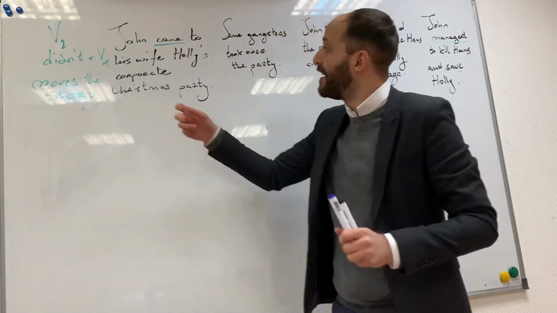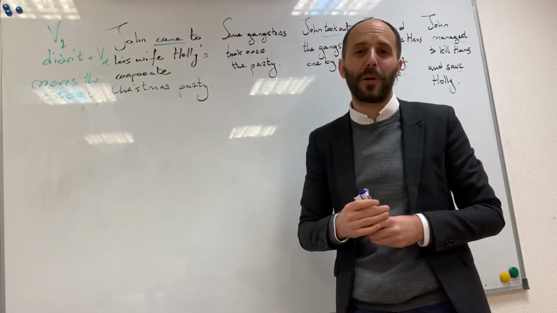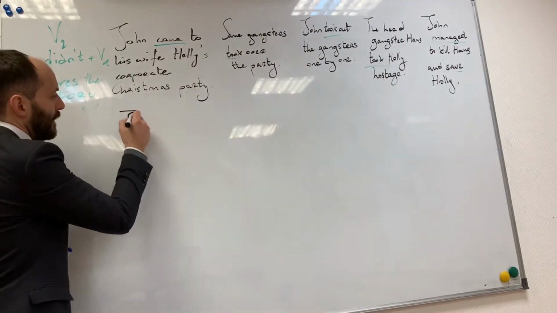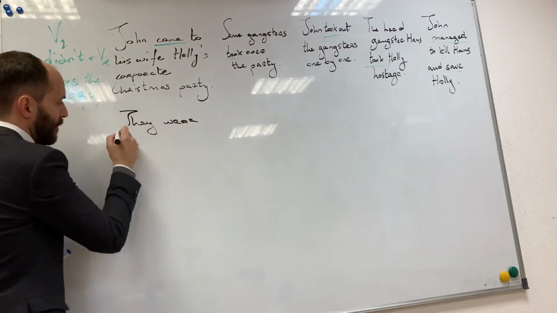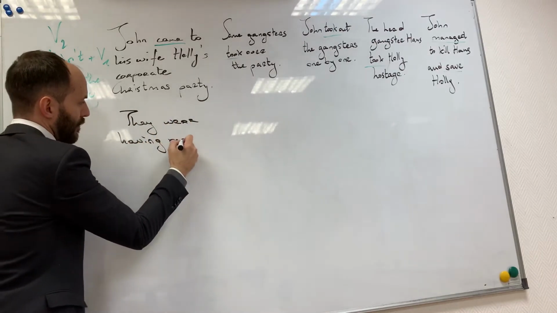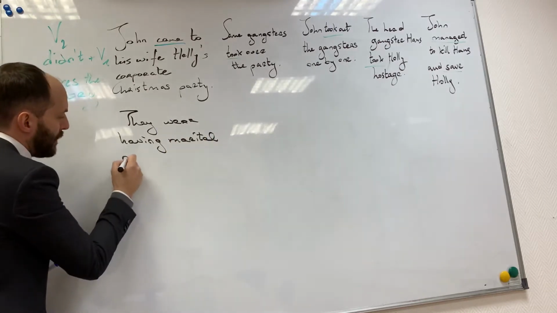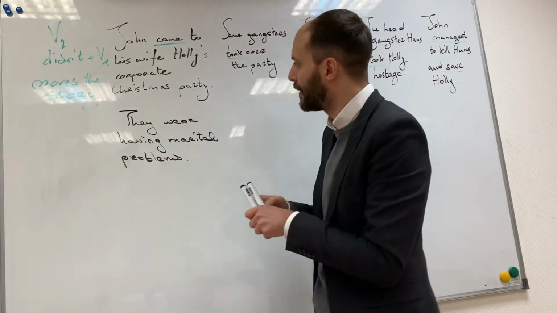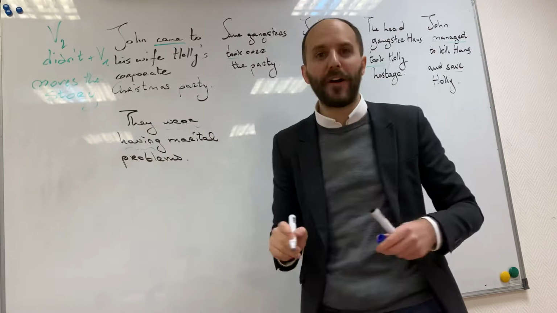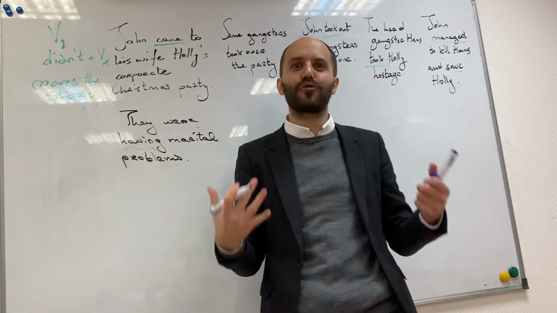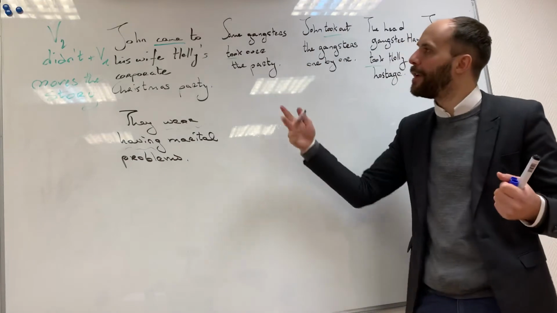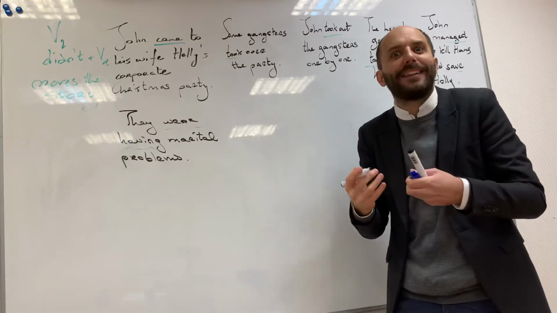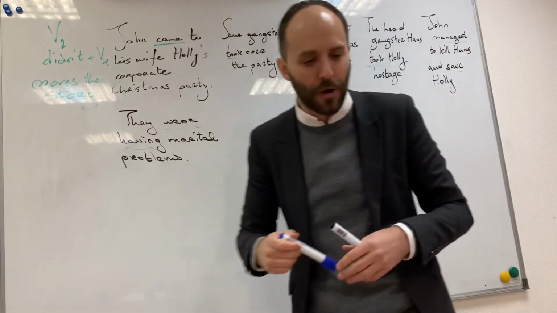Actually, it's worth noting, John came to his wife Holly's corporate Christmas party. Well, how come? How come, really? Well, you know what? They were having marital problems. Come on, let's face it. This context adds very important information to the story. It adds drama. It's much more dramatic when we know that John and Holly are having trouble. And this story helps them bring back together. So they were having marital problems.